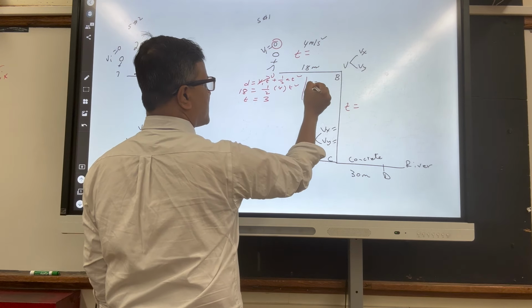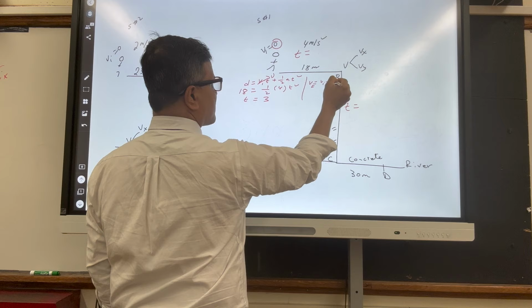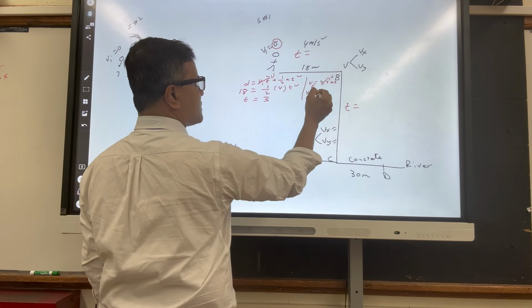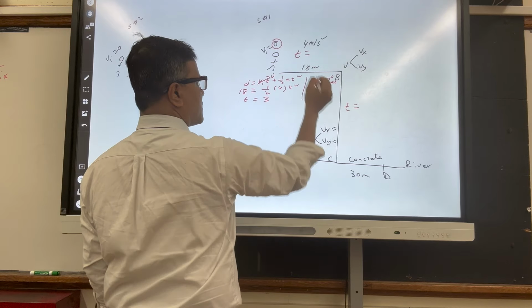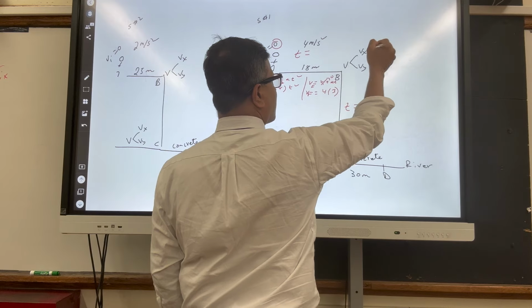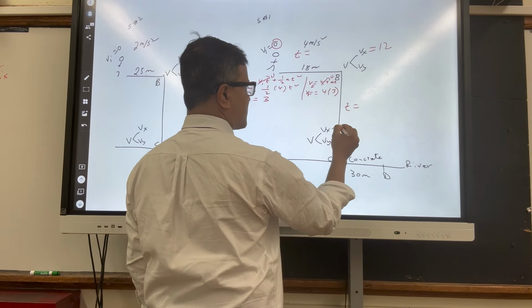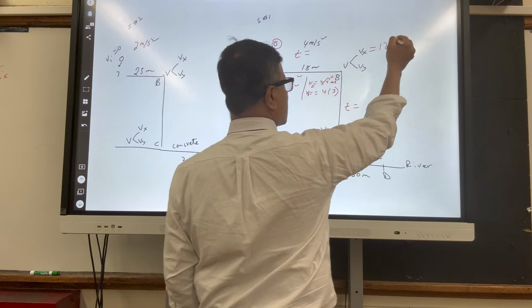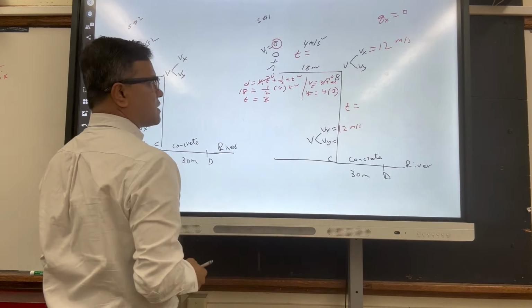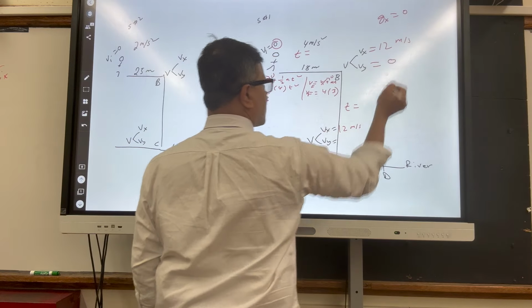Vf is equal to Vi plus at. Vi is 0 because he started from rest. Vf is equal to a, which you already know, 4 times 3, 12. So Vx is 12 over here. Why is that? Because acceleration due to gravity is 0 in the x direction. Vy by definition is 0.